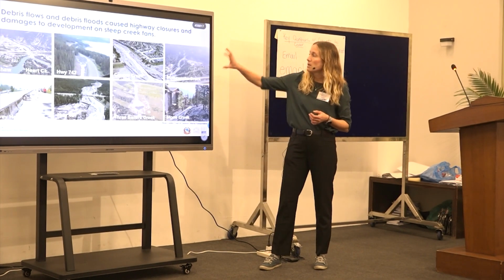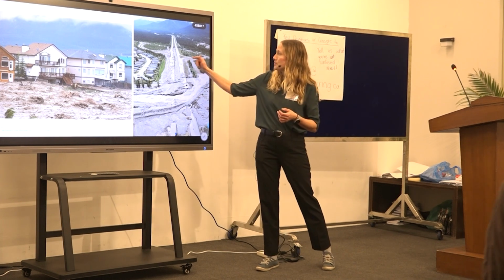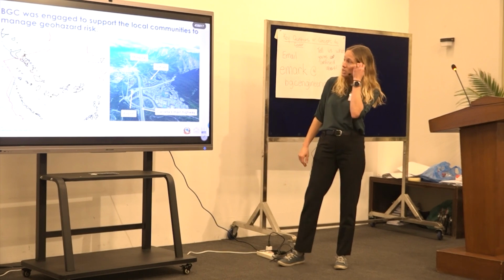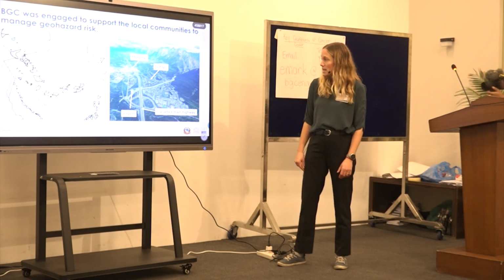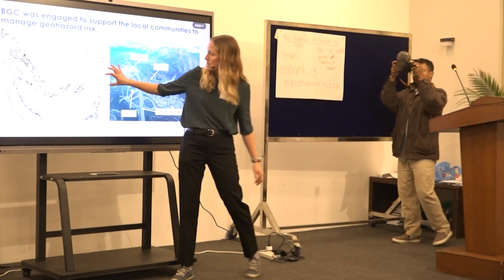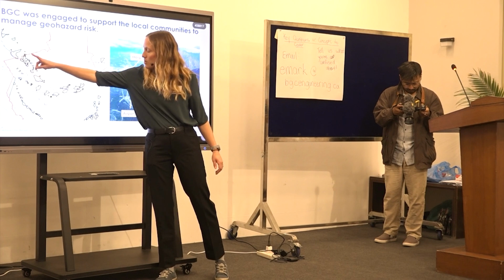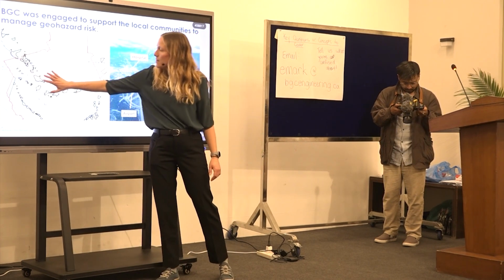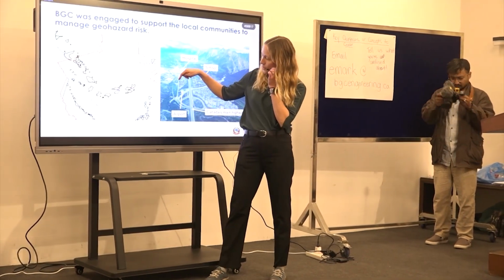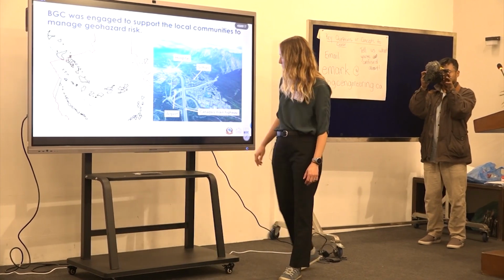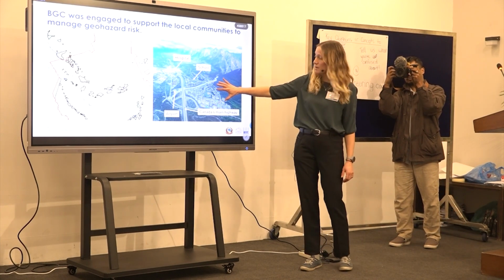So there were not only many additional sites, there was also this one kind of priority site. So BGC was engaged after the event to support the local communities to manage geohazard risk. And this is the Bow Valley. The Bow River is the river that runs through the mountains here, and there are a few communities along this area. So there's the major road and then the villages and the towns here. And this is an aerial image of the area. So you can see that there's a fair amount of development.